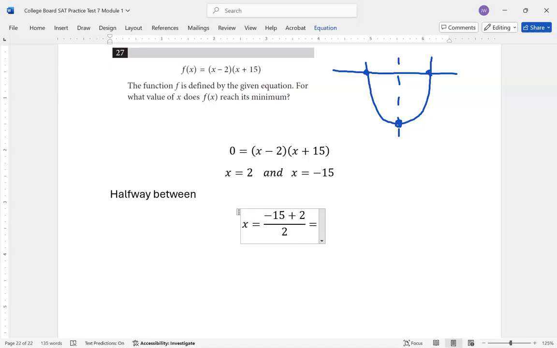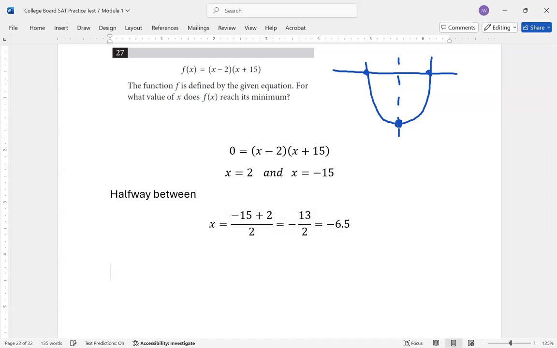And that is -13 over 2. Or you can write that as -6.5. So the x value of -6.5 will be where the vertex is at, and that will produce the minimum value for this parabola. And I got that by going halfway between the x-intercepts. I used x-intercepts because they were easy to find if my function is written this way.